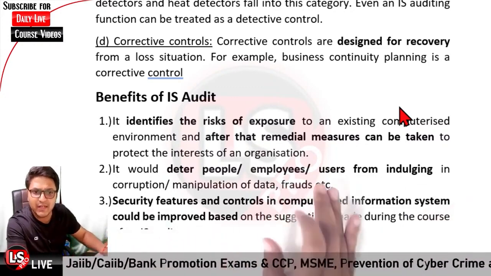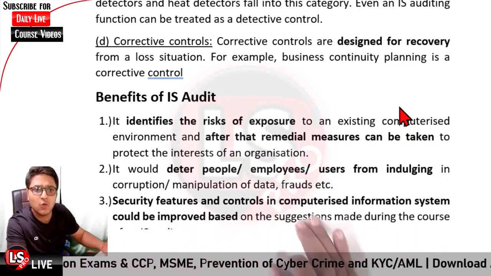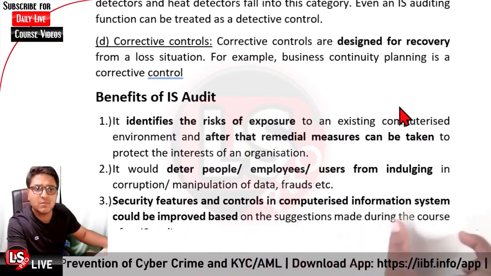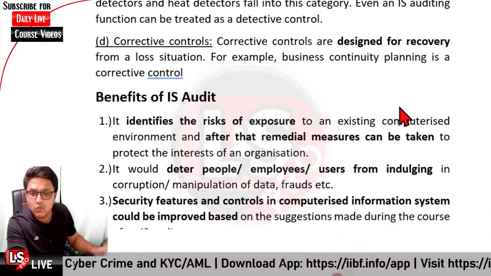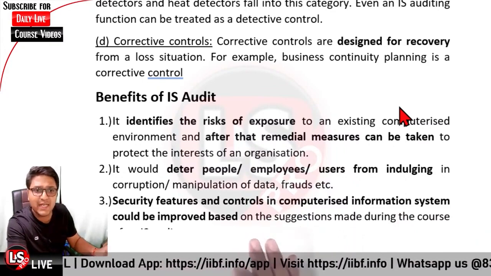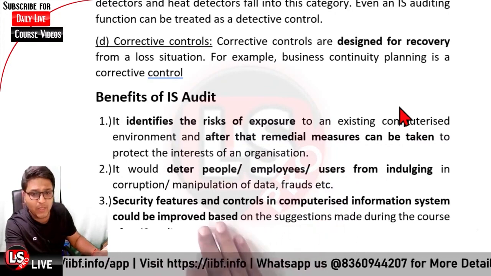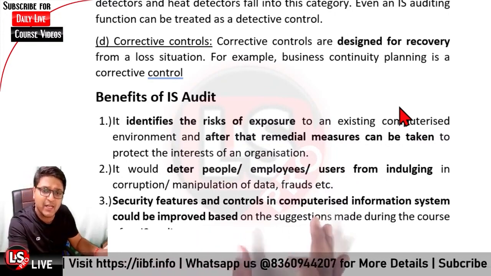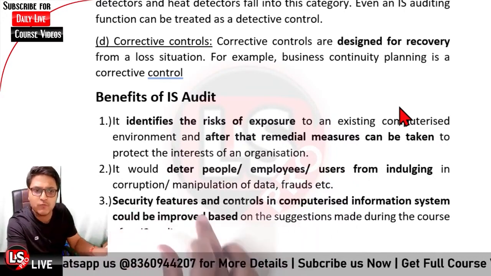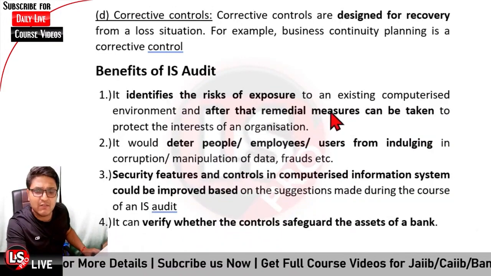Or that is regarding the deterrent control. That is a benefit we are having. And further, security features and controls in a computerized information system could be employed based on the suggestions made during the course of the IS audit. So in IS audit, we can make sure that whatever suggestions have been made by the IS auditor, those particular controls should be implemented so as to cover these types of risks, and those security features can be implemented so as to protect ourselves from losses.